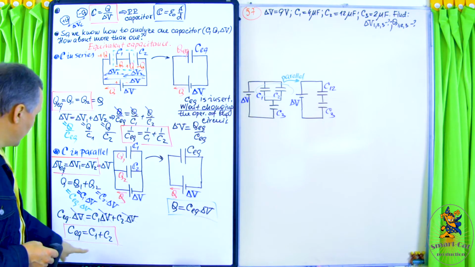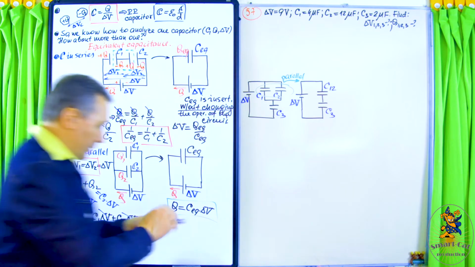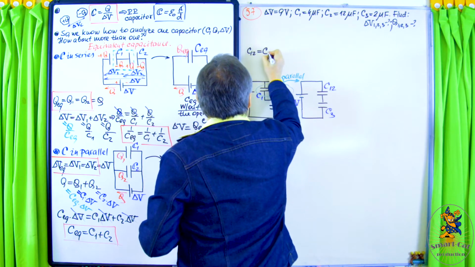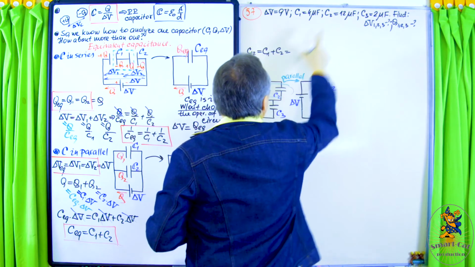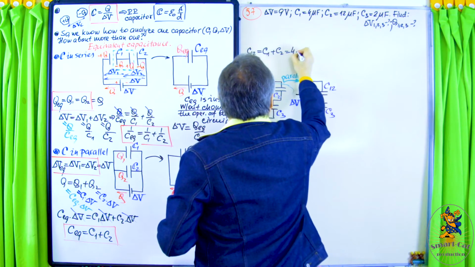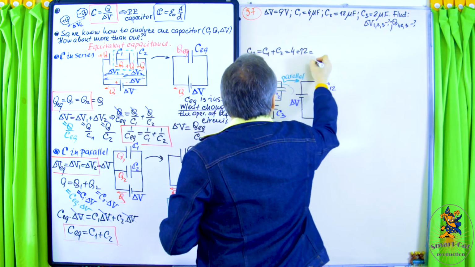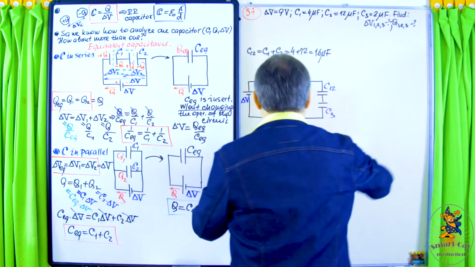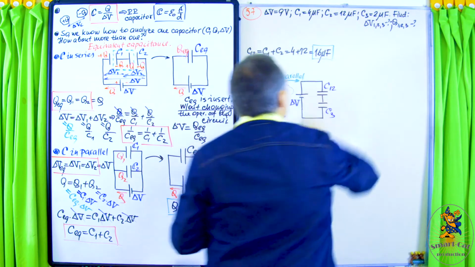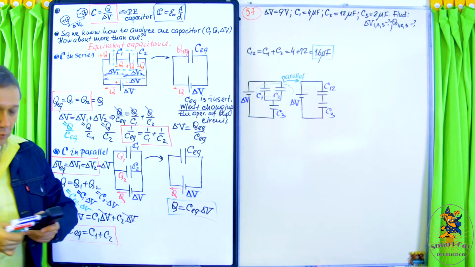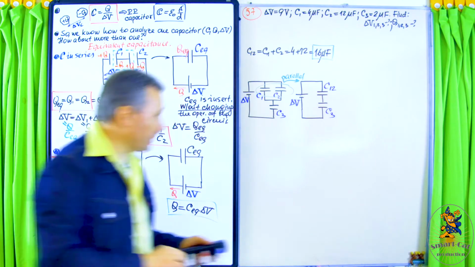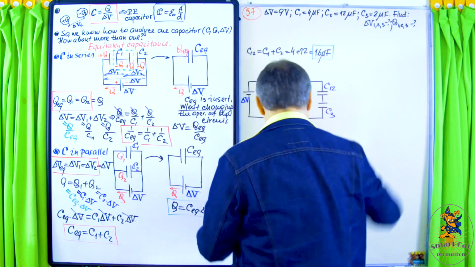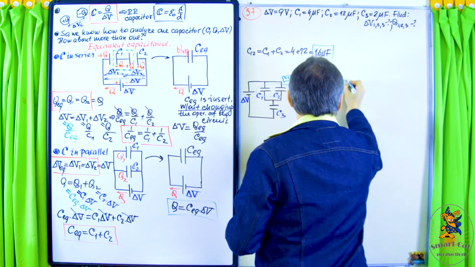Now we need to find C12 using the parallel formula. So C12 equals C1 plus C2, which is 4 plus 12, so it will be 16 microfarads. Let me frame it, because at some point I will need it. So that's the first step in simplification. It's not the final step, so we'll have to make one more step.